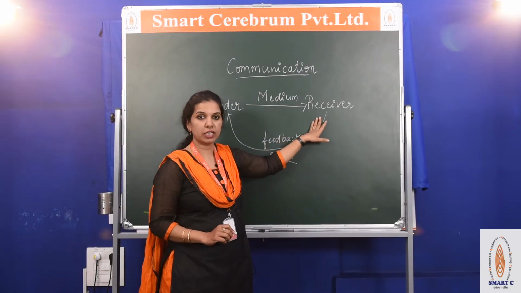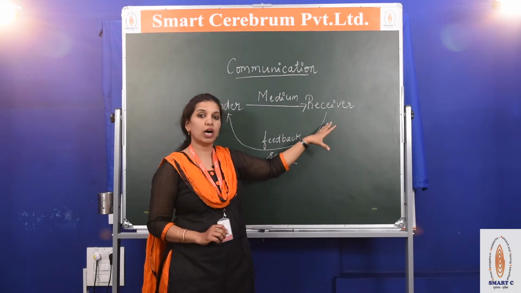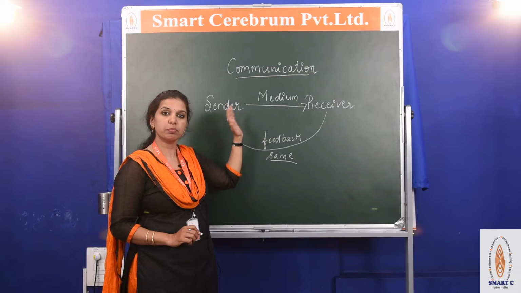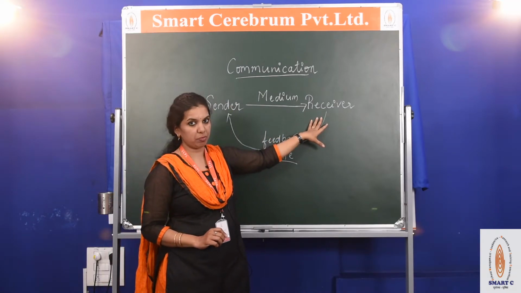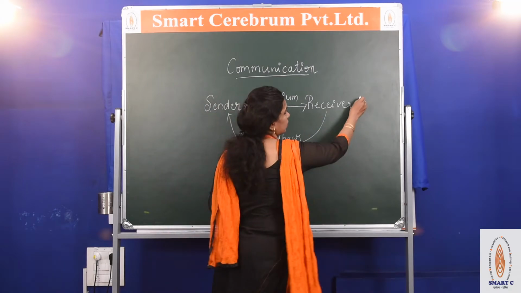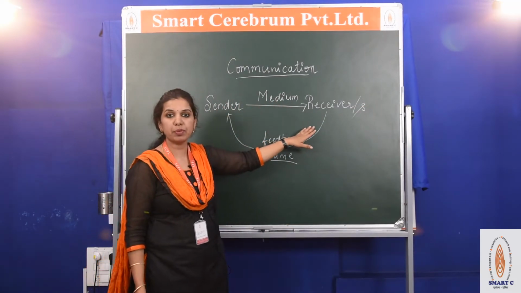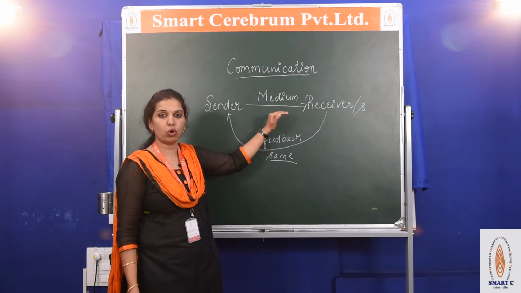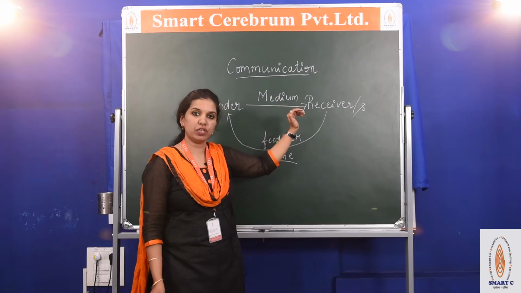And receiver can be a single person or a group of people who are receiving the messages from sender. So it can be a person or it can be a group of people. Receiver or receivers. Okay? And this happens through a medium or through a channel, which can be said as language.